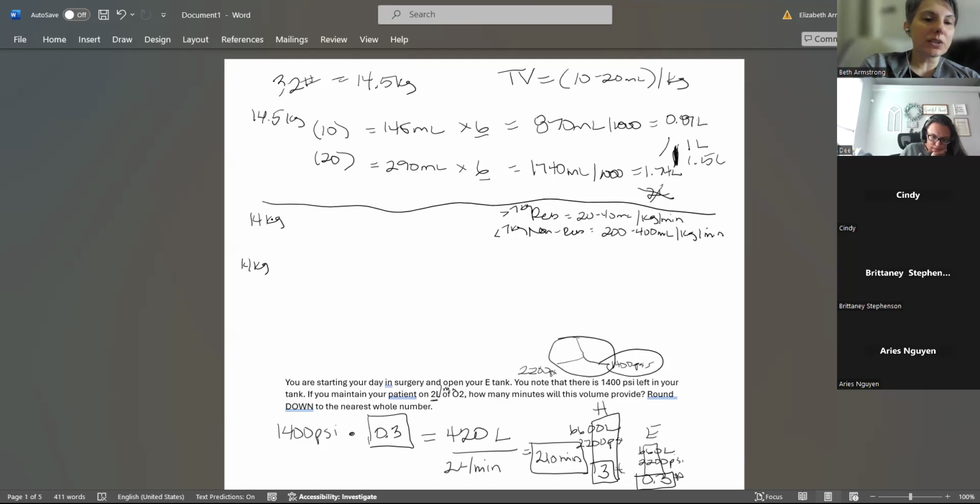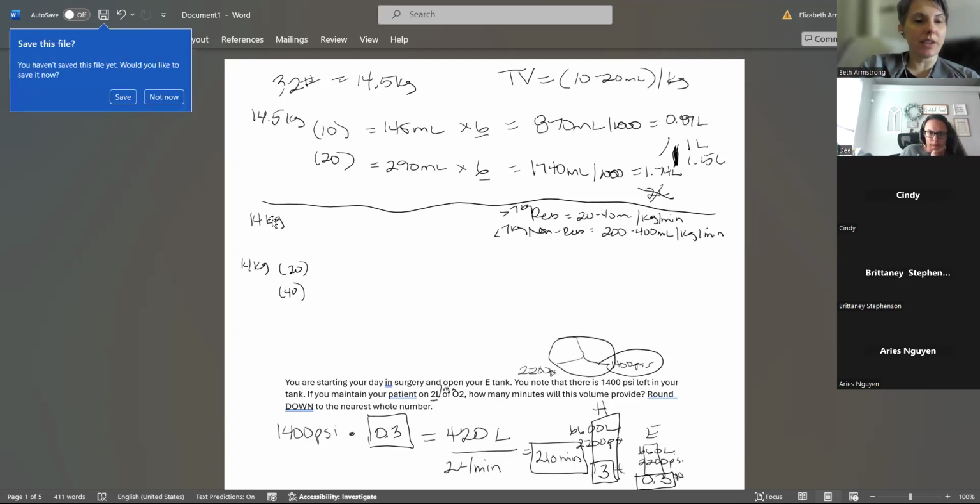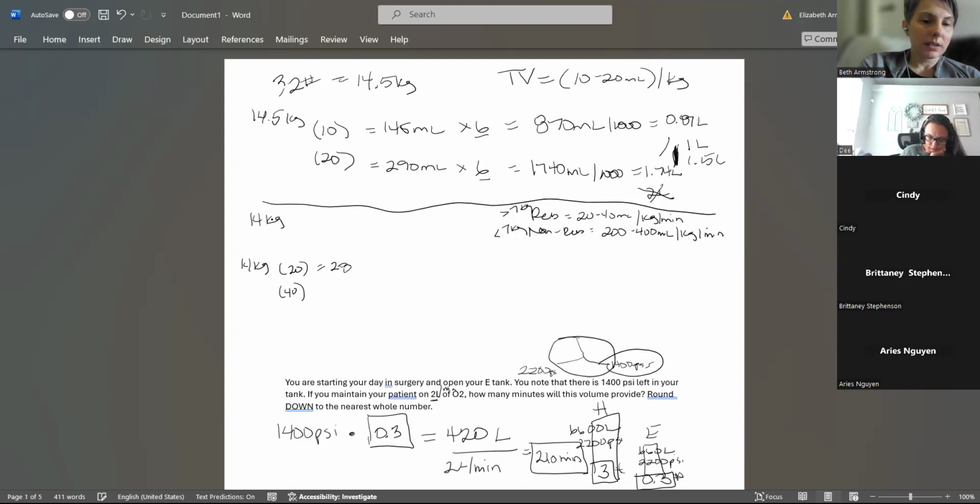So we're going to take our 14 kilograms, and for our rebreather it's 20 to 40 mLs. Same type of thing, we're going to have a range that we're working with. So 14 times 20 is 280 mLs per minute, and 14 times 40 is 560 mLs per minute.